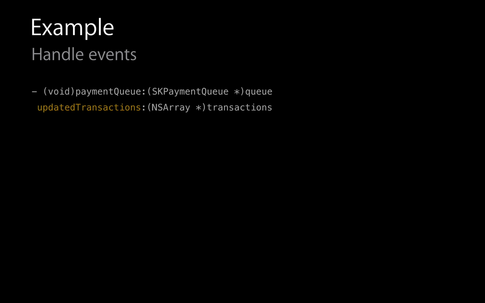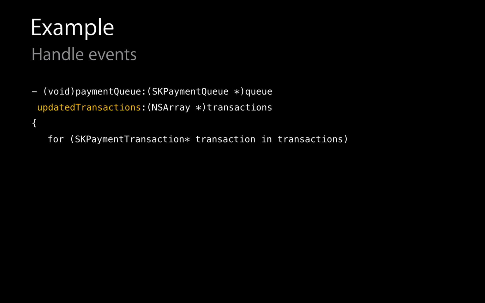So what we need to do is handle the events from the queue to know where this payment is at. The most important SKPaymentQueueObserver method to implement is paymentQueue updatedTransactions. This is what gets called every time a payment starts progressing through the process of becoming an actual in-app purchase that is made.